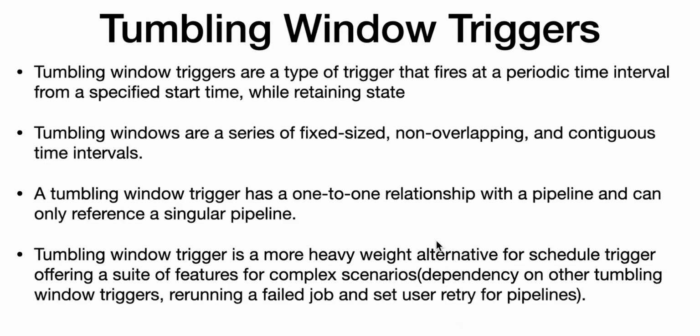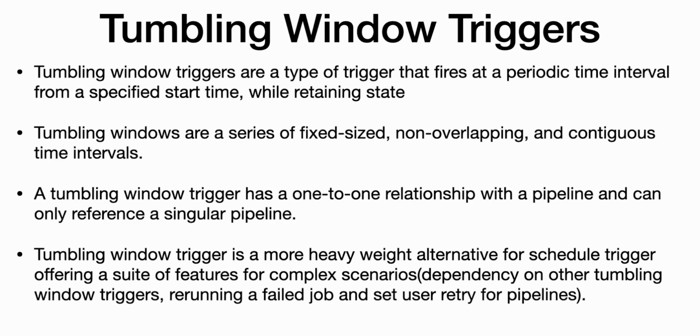So what is a tumbling window trigger? Tumbling window triggers are a type of trigger that fires at a periodic time interval, and we always have to specify a start time for it. It also maintains a state. The other way to explain tumbling windows is that it's a series of fixed size, non-overlapping and contiguous time intervals. Contiguous means that it shares a common time border between the intervals that it creates.